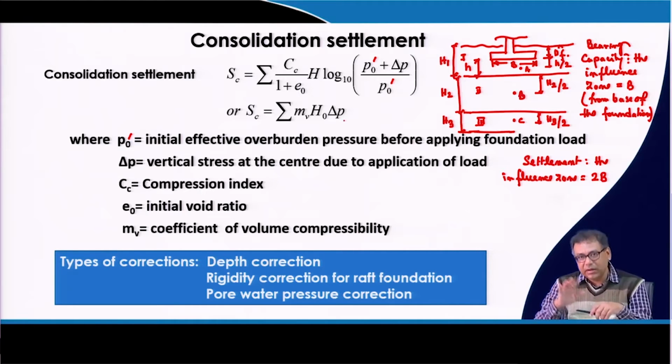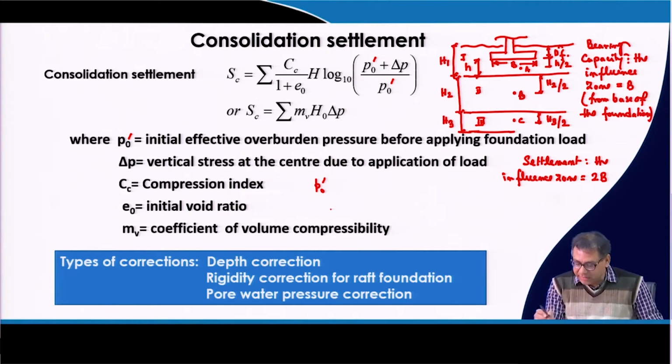But in most of my example problems, I will take only one point at the middle of each layer, but if you want, you can take more points also. In such a case, your accuracy level may increase, but if it is not significant, then 1 point is sufficient. So, that means now P0 dash is the effective overburden stress at each point. So, for each point you have to calculate the effective overburden pressure.